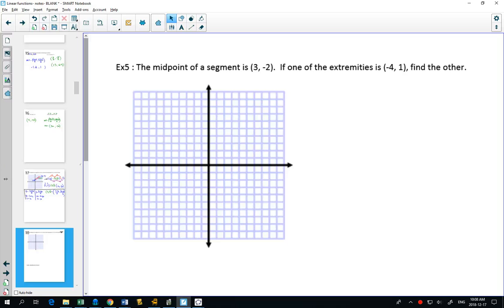So here's one for you to try. I'd like you to try drawing it on the graph and finding the other endpoint with the graph. I'd like you to find the other endpoint just using the points, and I'd like you to try it with the formula as well. You should get the same answer 3 times.